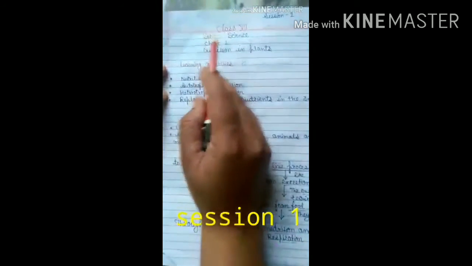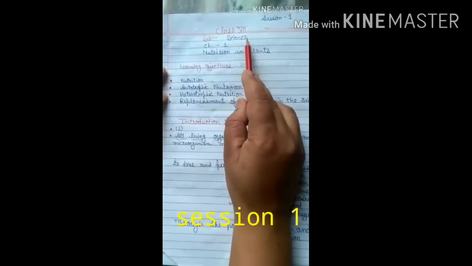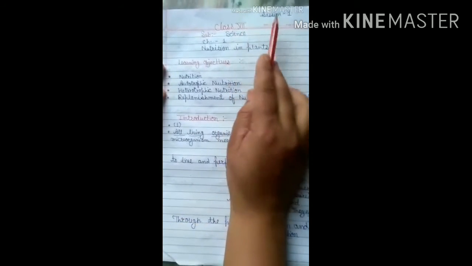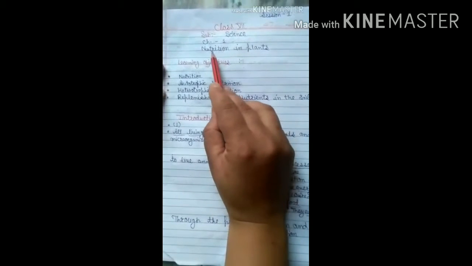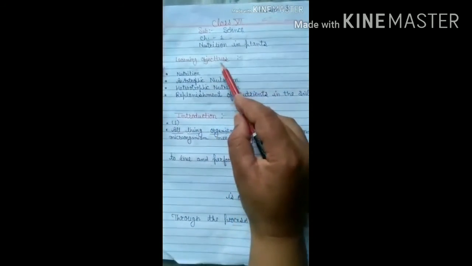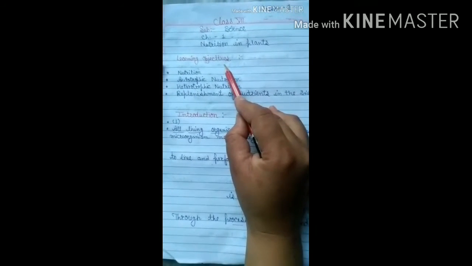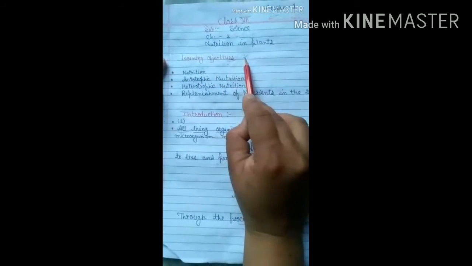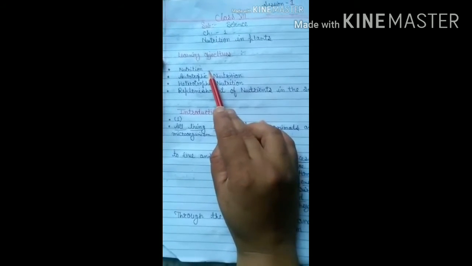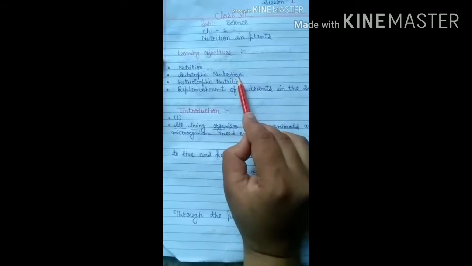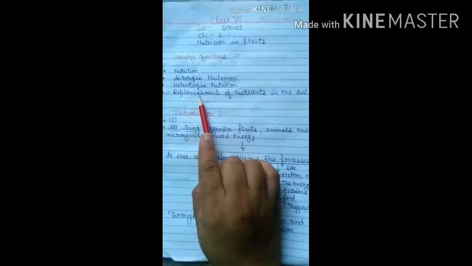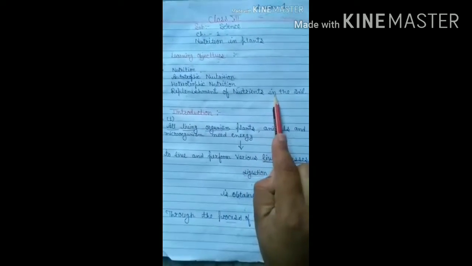Hello students, today we are going to start chapter first of science of class 7. This is our session first. Our chapter is nutrition in plants. First we are going to understand the learning objectives of this chapter. First point is nutrition, autotrophic nutrition, heterotrophic nutrition and replenishment of nutrients in the soil.